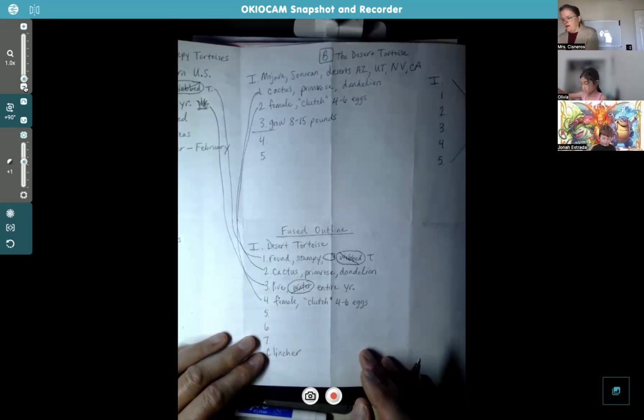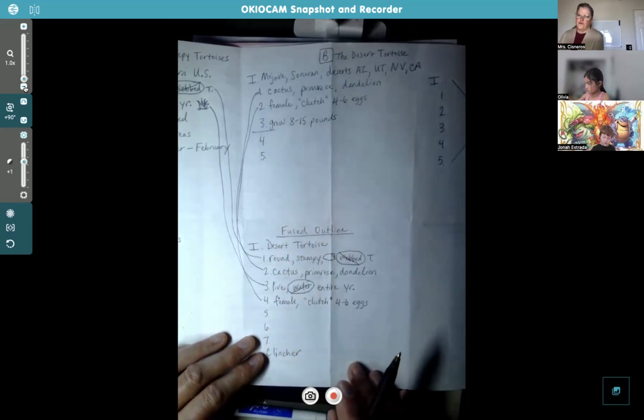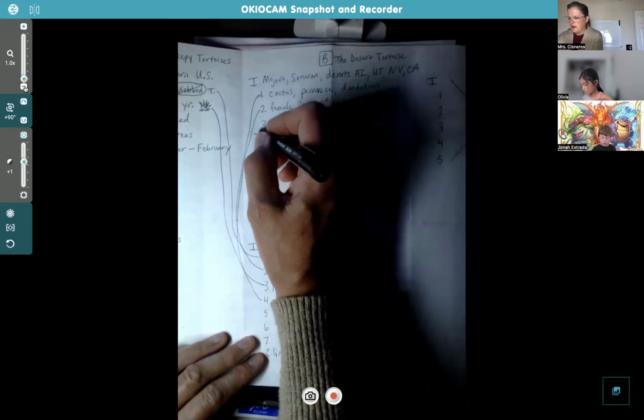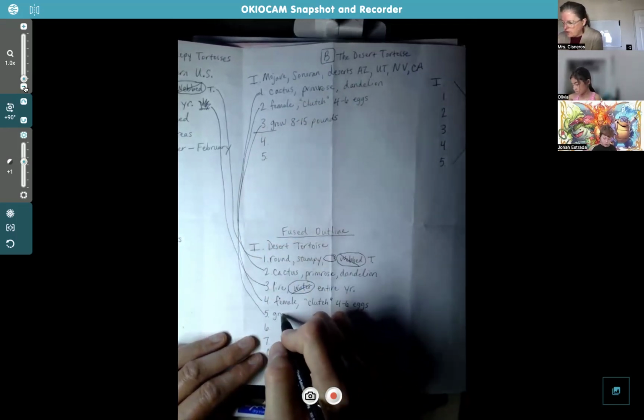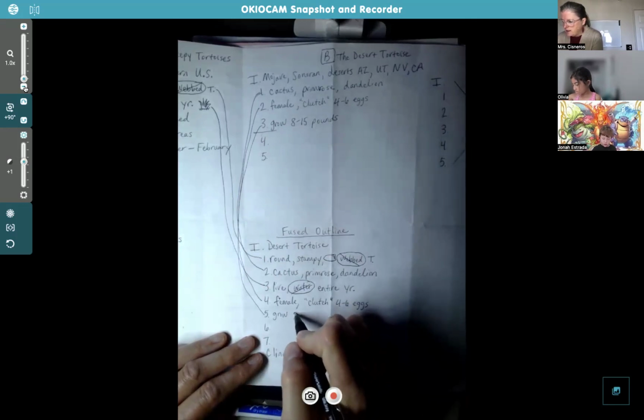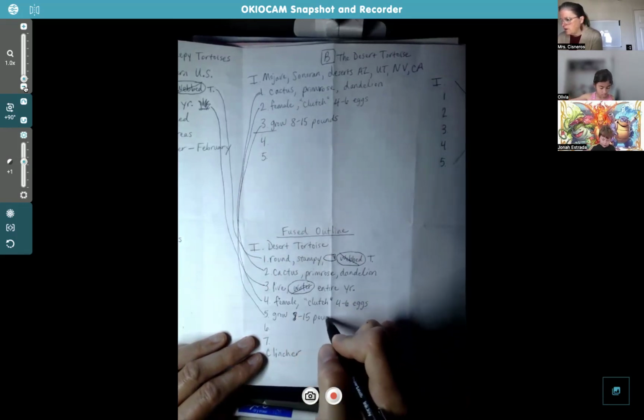And the next part, I like this part, how they grow to 8 to 15 pounds. I think I'm going to put that one next. So I'm drawing the line here. Grow 8 to 15 pounds.